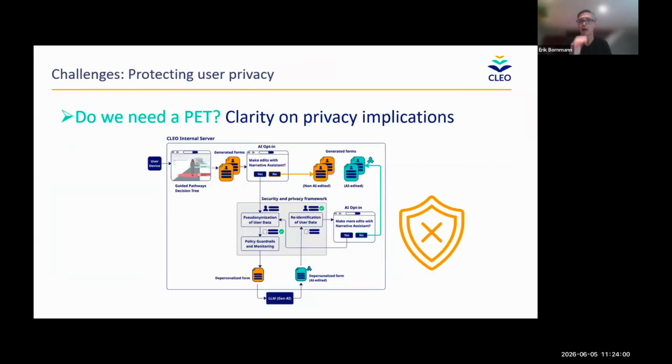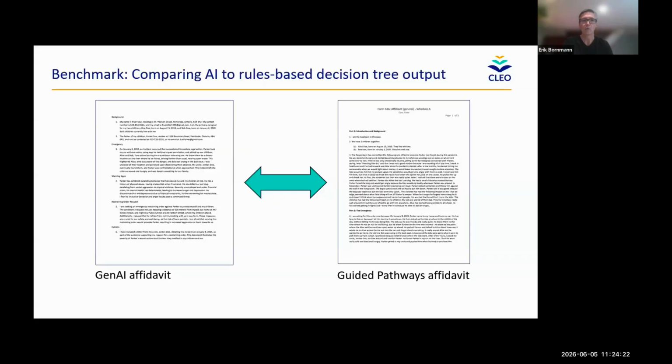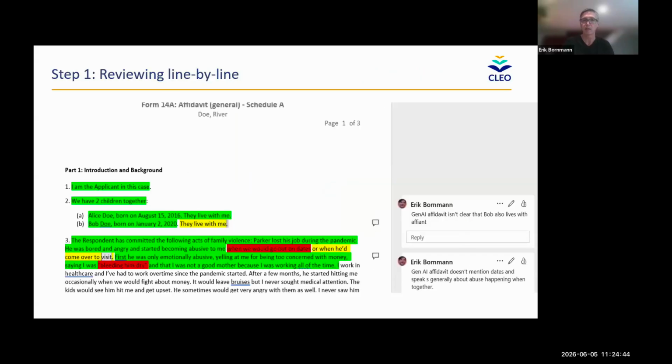A few other points. We think privacy is important. We are committed to a privacy impact assessment before we go live, and that will likely involve privacy enhancing technology between our application and the LLMs we use. The key question: how do we know it works? We've been working with law students. Our evaluation approach is comparative. We benchmark the GenAI assisted narrative against the narrative produced by the guided pathways tools today, using the same inputs without AI. We review the two side by side to see whether the GenAI version is actually clearer and more complete. It's labor intensive, but it lets us see whether GenAI is really adding value.